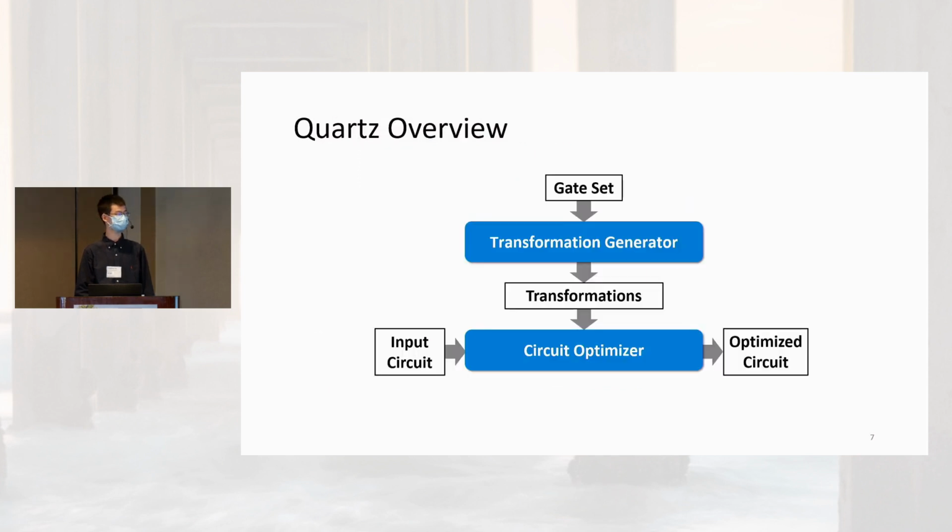So this is the overview of the Quartz system. We take as input a gate set, we have a transformation generator to generate some transformations, and feed them into the circuit optimizer, which optimizes the input quantum circuit.